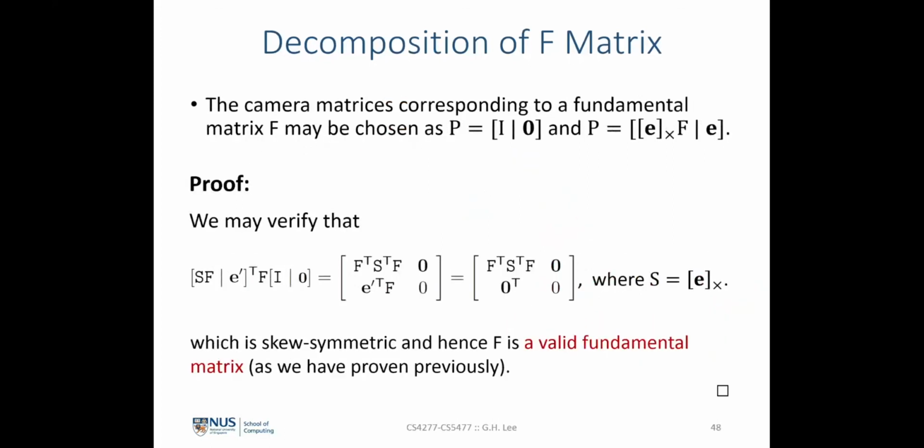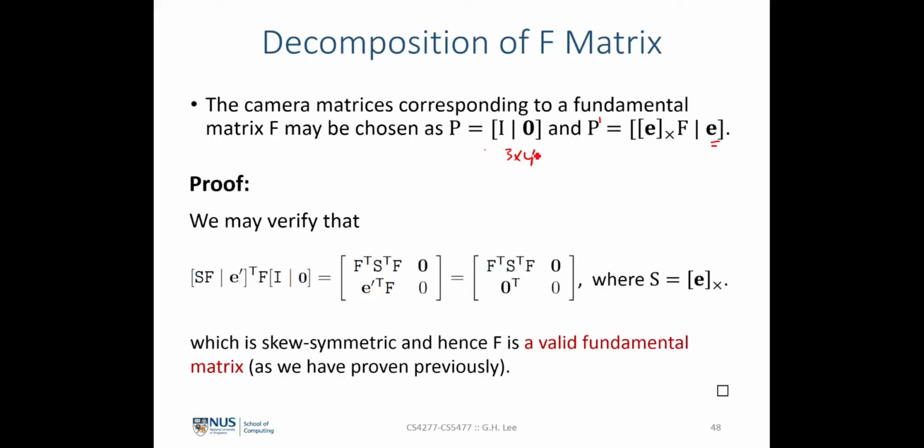And as a result, we can choose the decomposition of F into P and P prime in the following form, where the first camera projection matrix P can be chosen at a canonical setting, which is equal to the 3x4 identity matrix, and the second camera projection matrix can be chosen as the following form, where the first 3x3 matrix is simply equal to the cross product of the epipole multiplied by the fundamental matrix. And the last column in P prime is simply given by the epipole of the first view.